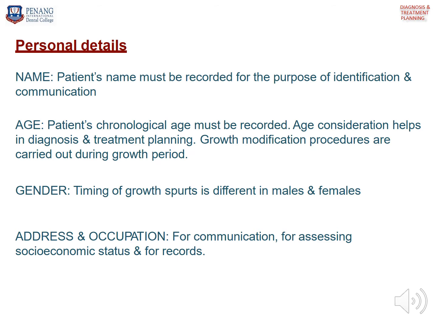Growth modification procedures are carried out during the growth period. So from our previous lecture about growth, you need to revise again when is the patient growth spurt for males and females, because it's a very important age where we want to start the growth modification. And then we also need to know the gender, because the timing of growth spurt is different in males and females. We also need to record the address and occupation for communication and for assessing the socio-economic status and for records.